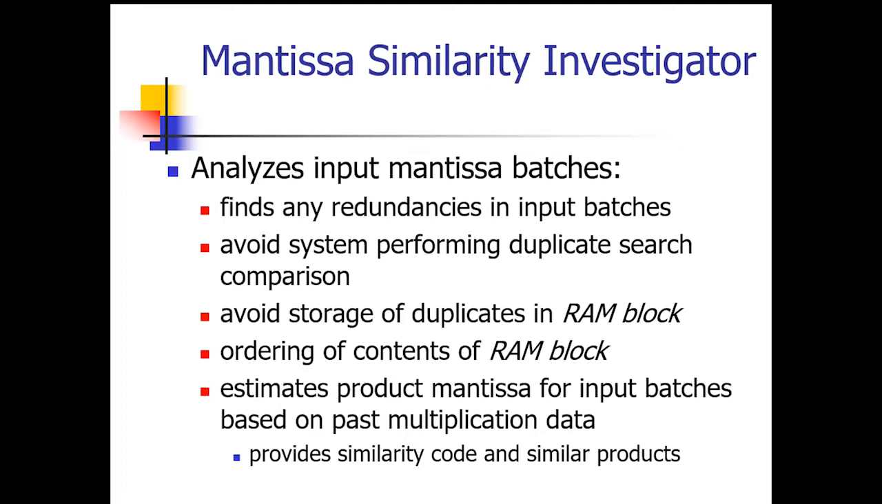We have two parameters we focus on, called the similarity code and the similar product. Basically, if there is any match when we do the comparison, the similarity investigation, we indicate that on the similarity code, and the similar product is included as part of the data going forward.